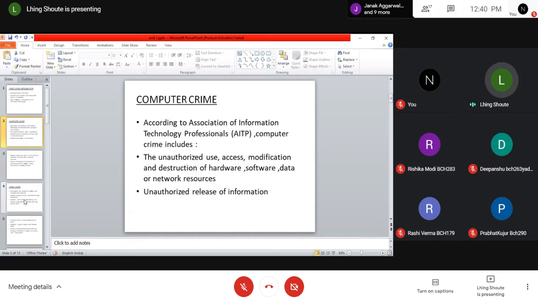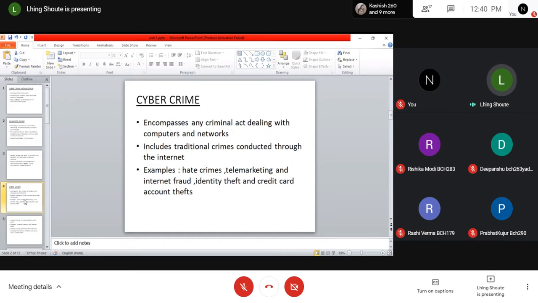Yeah, and the next thing which we have done in the last class is cyber crime. So cyber crime includes any criminal act that deals with computers and networks. So it also includes committing traditional crimes through the internet. Okay, the traditional crimes, the crimes that you maybe read in the newspaper, or see in the television news, all these things are traditional crimes. If it's conducted through the internet, that is cyber crime.